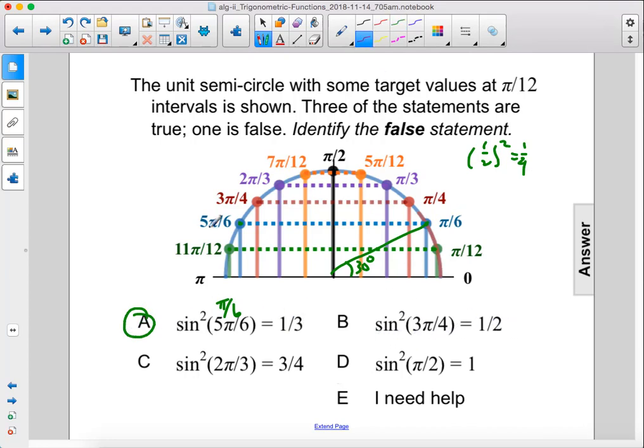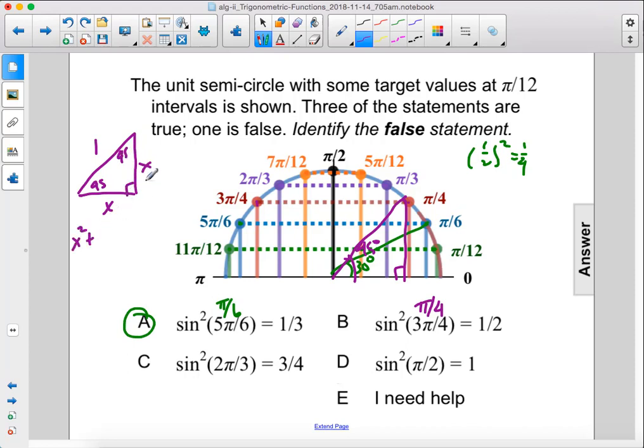Here we have 3 pi over 4, which has the same sine value as pi over 4. Pi over 4 is 45 degrees. So this angle here is 45 degrees. Therefore, this is a 45, 45, 90 triangle. So what is the sine of 45 degrees? Well, if we have our 45, 45, 90 triangle, and we know the hypotenuse length is 1, since this is a unit circle, we know the side lengths are the same, since this is a 45, 45, 90 triangle.